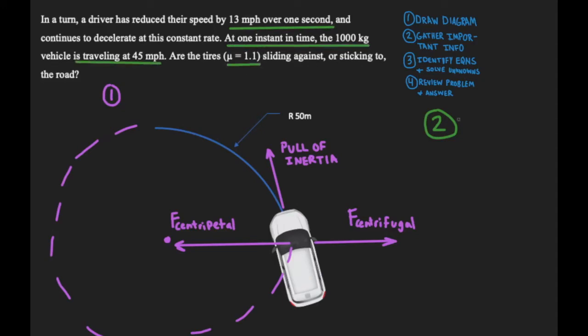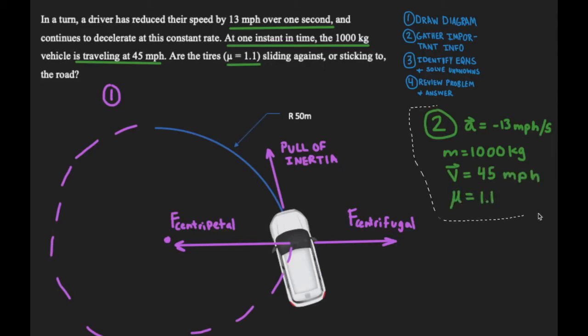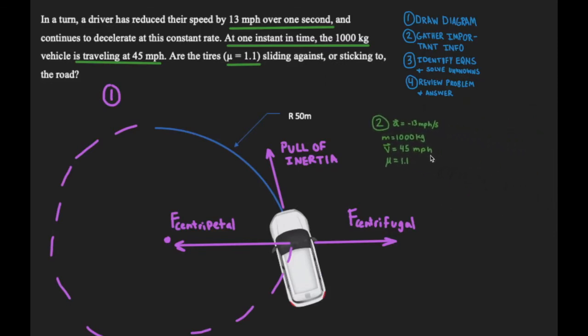So step 2, let's identify the important information in this problem. We know our acceleration is negative 13 miles per hour per second, our mass is 1,000 kilograms, and our velocity is 45 miles per hour. The coefficient of friction we are given is 1.1.